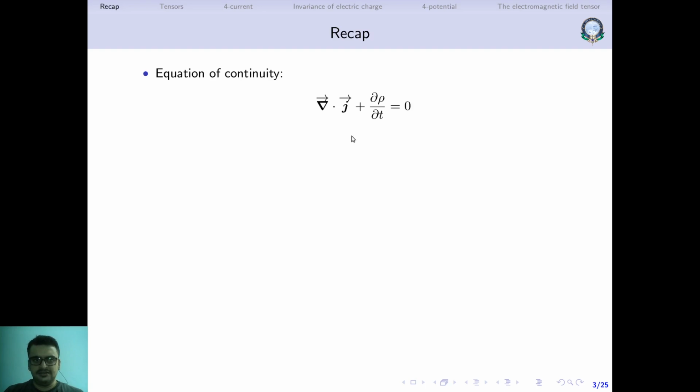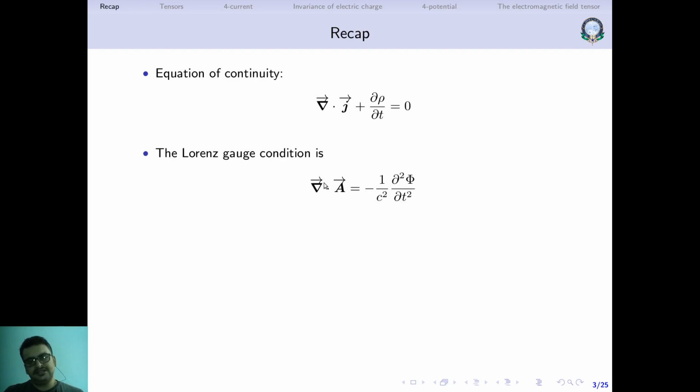So we'll start the discussion with the equation of continuity. We are familiar with this because this comes from the conservation of electric charge. If you note here, I'm using small j to represent the current density. Earlier I used to use capital J, but I'm using small j here because I would like to reserve capital J as a symbol for the four-current.